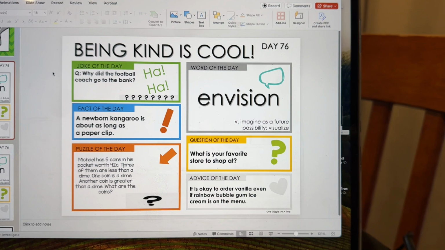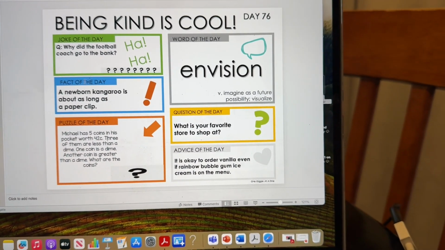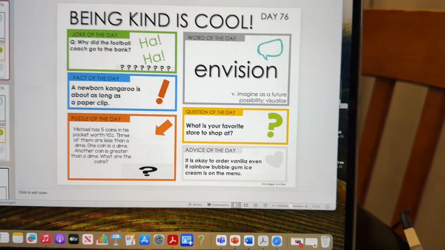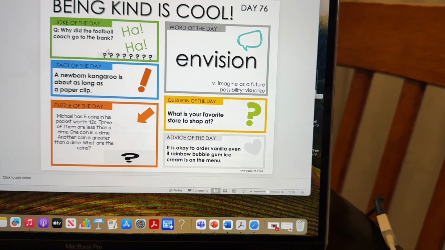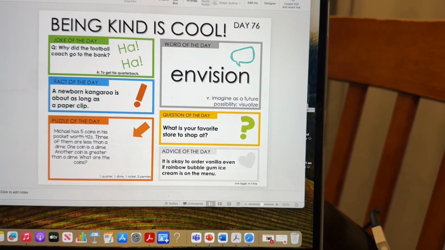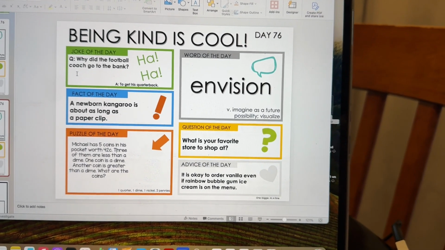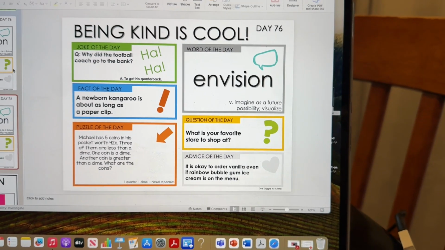For instance, here's what they see first, and then after we work through all of these, I reveal the answers. To do that, I just removed the question mark little shape there. But why did the football coach go to the bank? To get his quarterback. Get it? Play on words. Funny, funny.